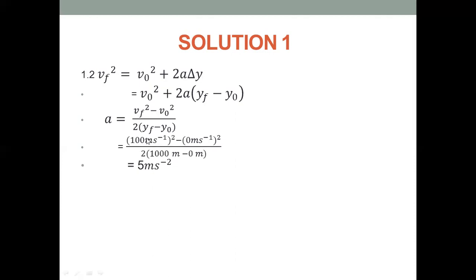V final is 100, V initial is 0. Then we substitute there. Final position is 1000. Initial position is 0. So if we make the calculation, we get 5 meters per second squared. a is measured in meters per second squared. Okay, that is the answer for acceleration. We can also indicate the direction, which is upwards.